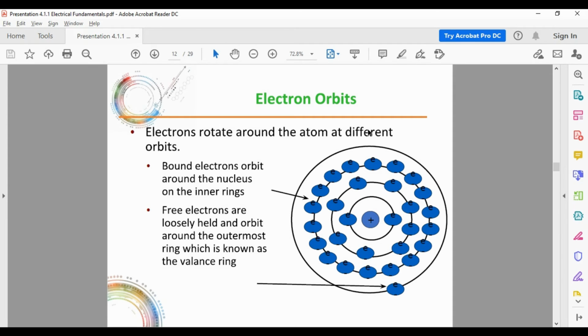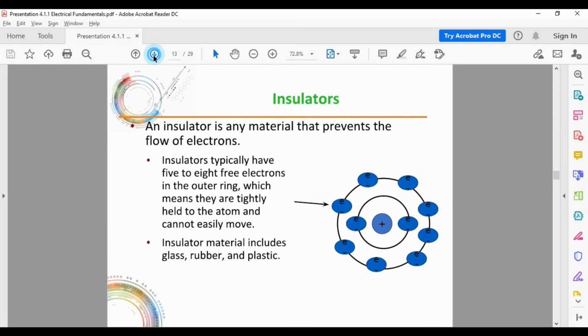Electrons rotate around the atom at different orbits. Bound electrons orbit around the nucleus on the inner rings, and free electrons are loosely held and orbit around the outermost ring, which is known as the valence ring. If you've ever heard about valence electrons, they're the ones on that outer ring. There is actually a specific pattern to that. There's 2 on the innermost ring, there's 8, and if I remember right, I think it goes up to 16 on the next one. But that's more for your chemistry class. I won't go into that.